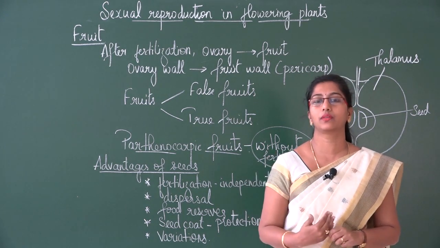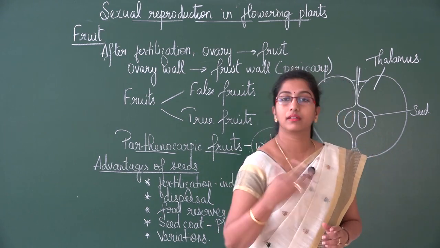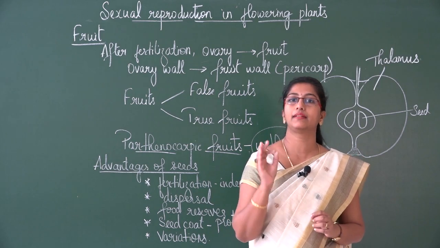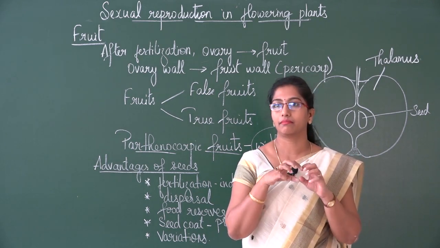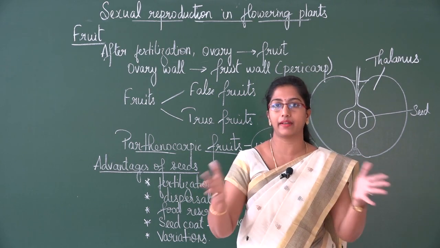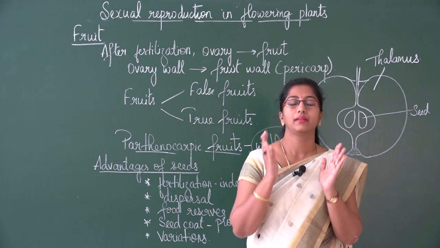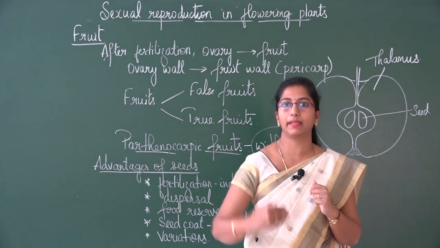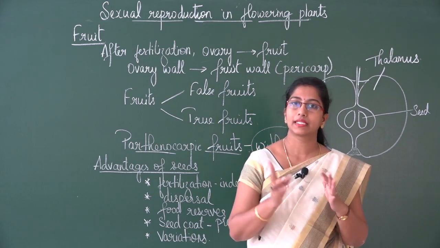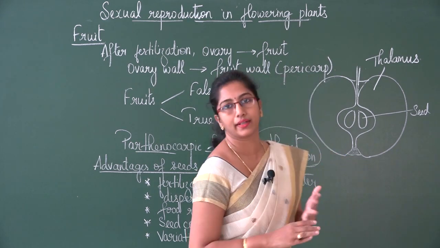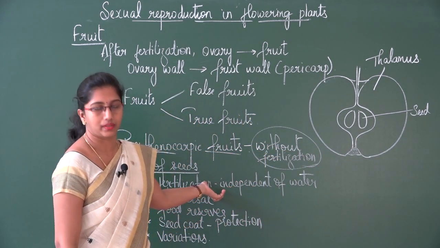So because of that, even in the previous sessions I had told you, the other group of plants like bryophytes and pteridophytes, their species don't spread worldwide. They don't flourish like that. The main reason is that there's a limiting factor: they need water for fertilization. Whereas here, since no water is required, seed formation is independent of water.